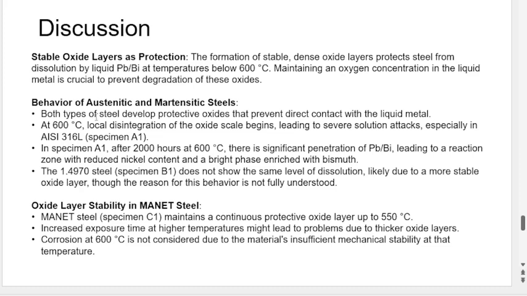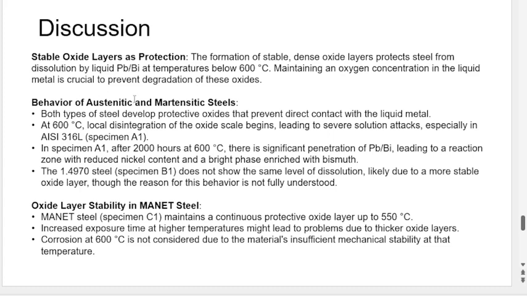As for the discussion, the stable oxide layers as protection: the formation of a stable dense oxide layer protects steel from dissolution below 600 degrees C. Maintaining an oxygen concentration in the metal is crucial so that we can be sure that the oxide layer is formed. So as mentioned before, it's around 10 to minus 6 atomic percent.